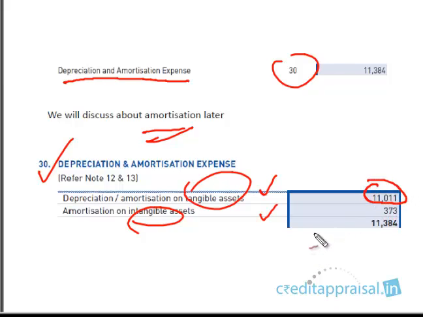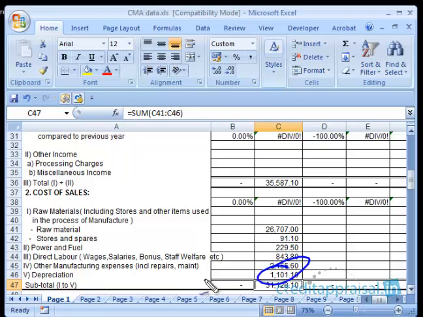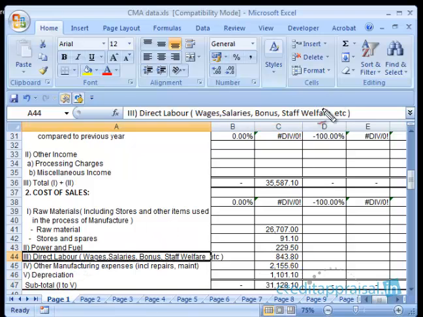So let us take this figure and place it in the CMA data. This is in millions, so in crores, this is 1101.1 crores. We have entered the depreciation amount 1101.1 under the depreciation row of the CMA data. So the expenses we have considered so far in the CMA are raw material, stores and spares, power and fuel, labor, other manufacturing expenses, and depreciation.